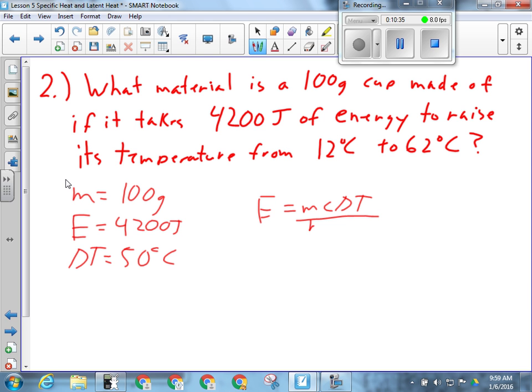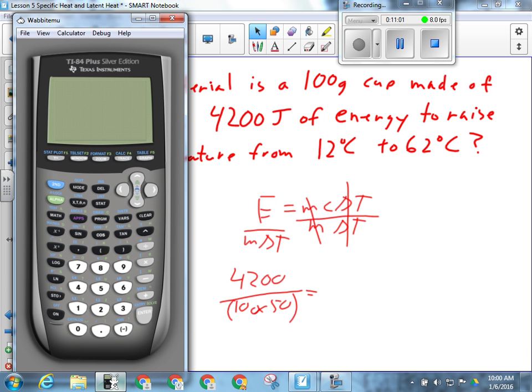so the specific heat capacity. So we'll divide both sides by m delta T. Okay, and we'll plug in 4,200 divided by our mass, which was 100 grams, times 50. And this part, obviously, you have to do in brackets. It needs to be done before. If you just type 4,200 divided by 100 times 50 without the brackets in your calculator, you don't get the same answer.